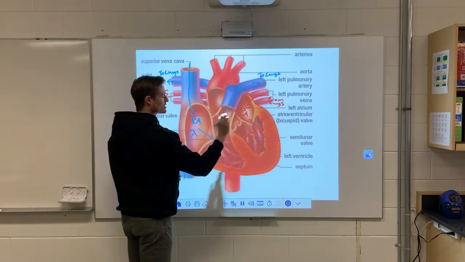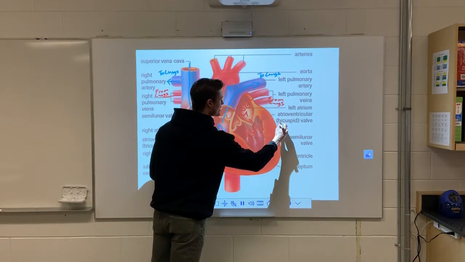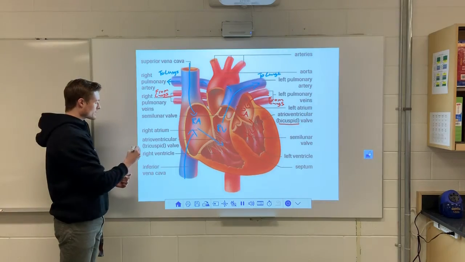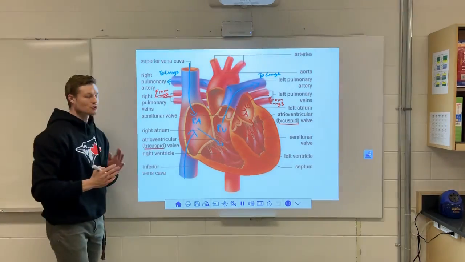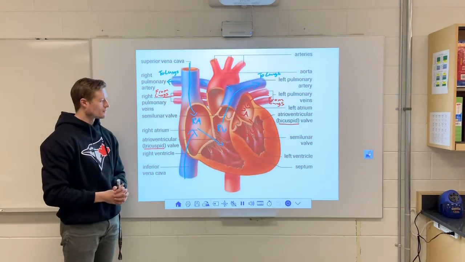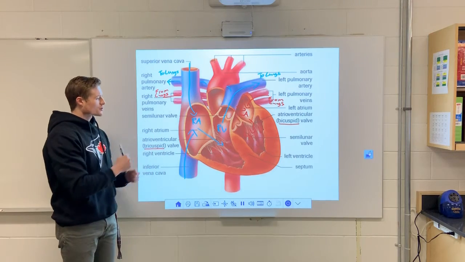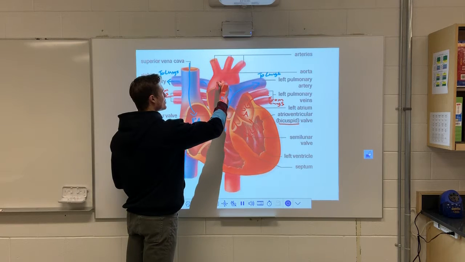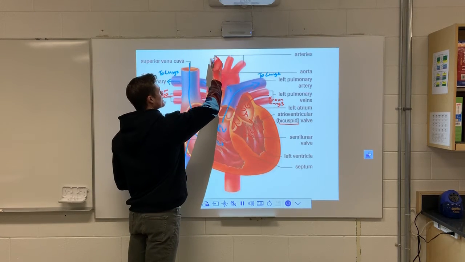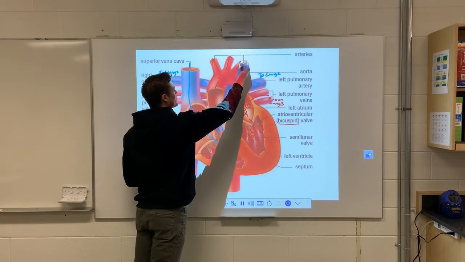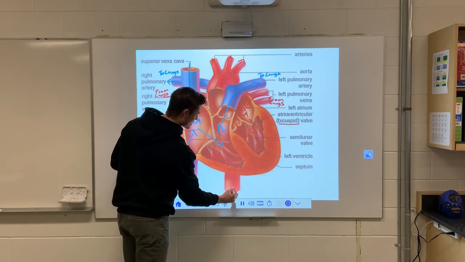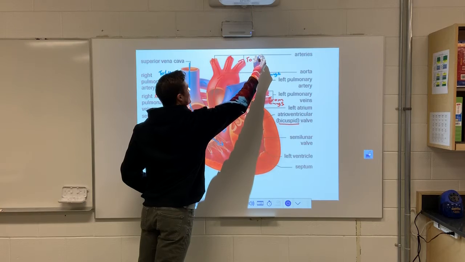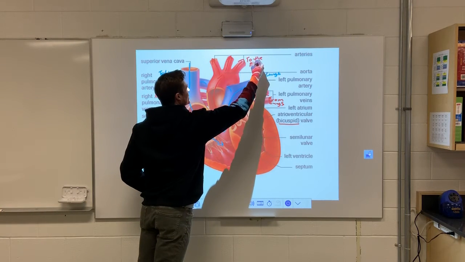Now, you'll notice that this AV valve has a special name. It's called the bicuspid, whereas the AV valve on the right side is called the tricuspid. So two ways to differentiate between the two. From the left ventricle, blood is going to be pumped through the semilunar valve, and then out the aorta. And then it's going to connect to various arteries in the body. The aorta also runs down here, and that's going to go to the body.